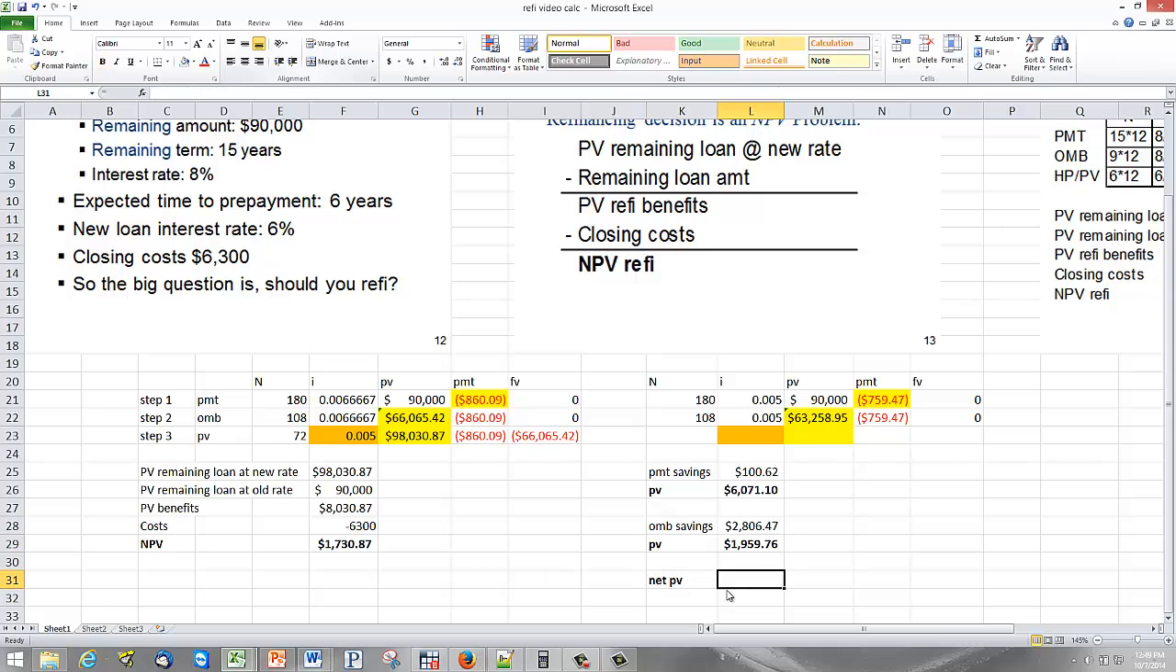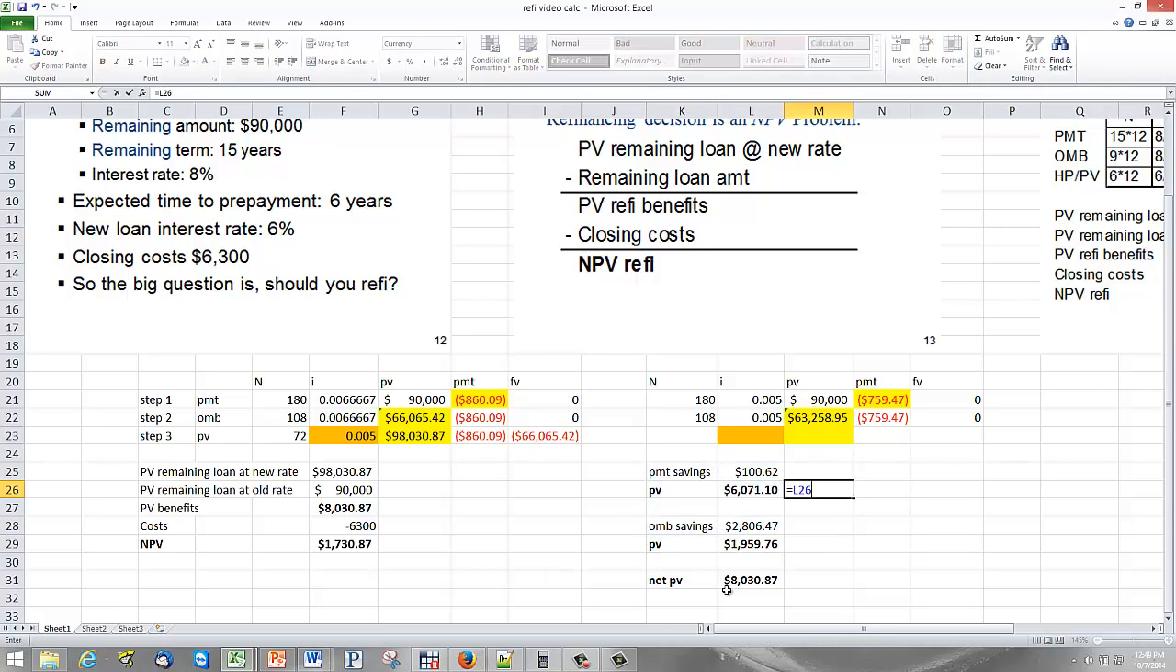So my net present value, I just net those values together. I just sum those together. It's $8,030.87, which is exactly the same as the benefits that we calculated over here. So we're just decomposing these benefits into the payment and then the outstanding mortgage balance.